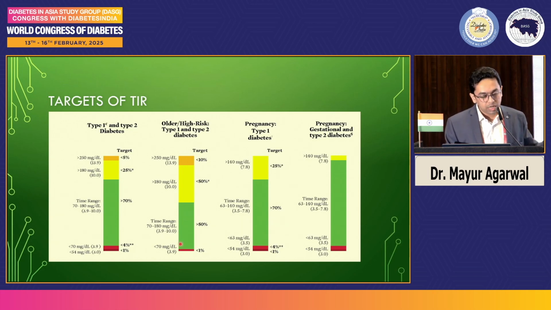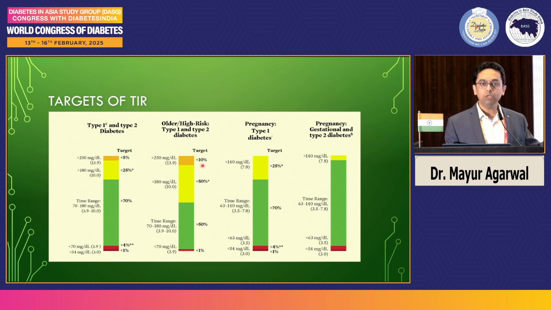In the same way we don't want hypoglycemia, so the TBR should be less than 1%, and we are compromising on the time in range because we want to reduce the TBR. So even above 50% is good enough for the elderly patient. Okay, so this is very important. For an old frail patient, keep your TIR at 50%.